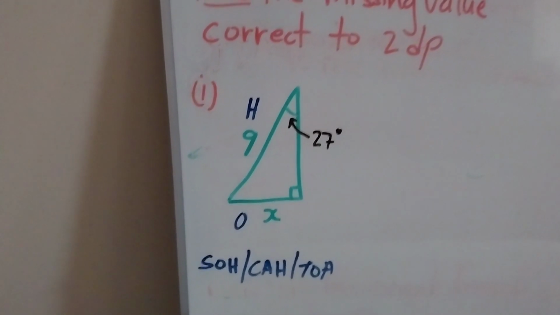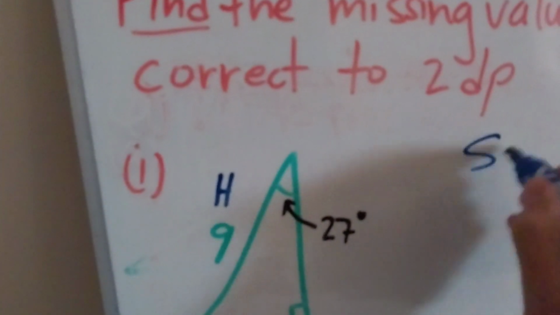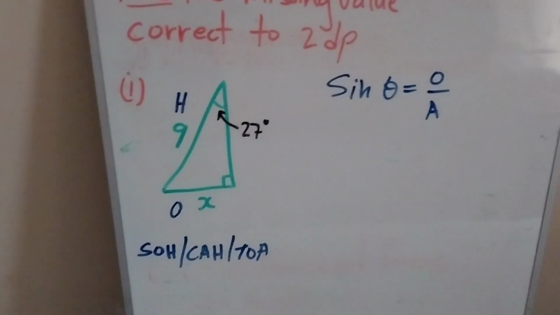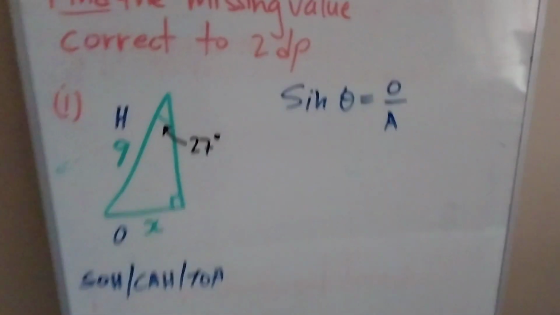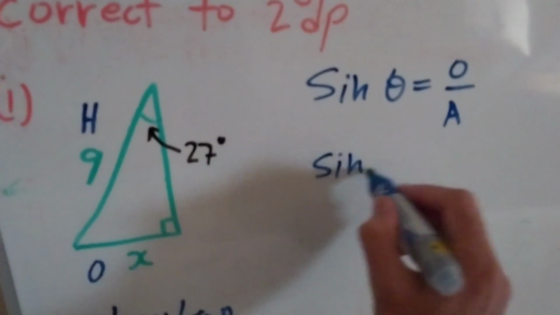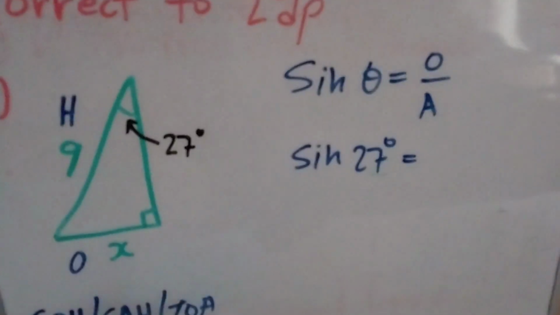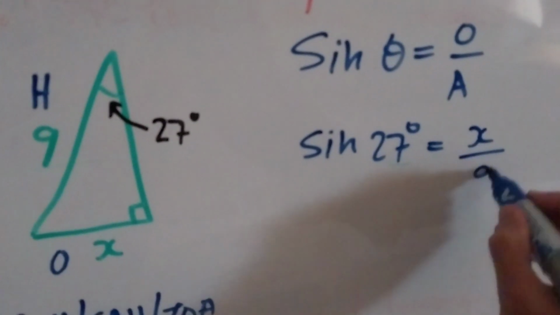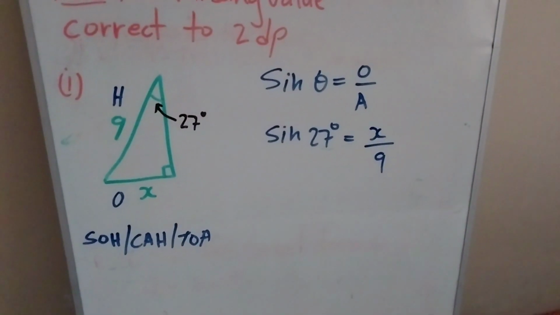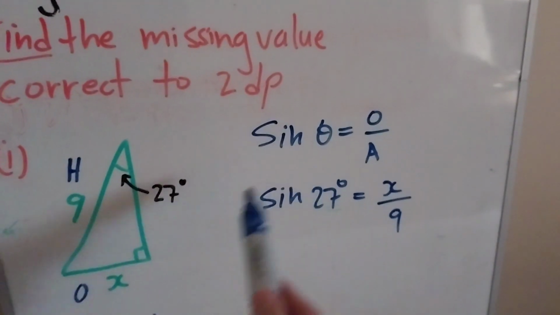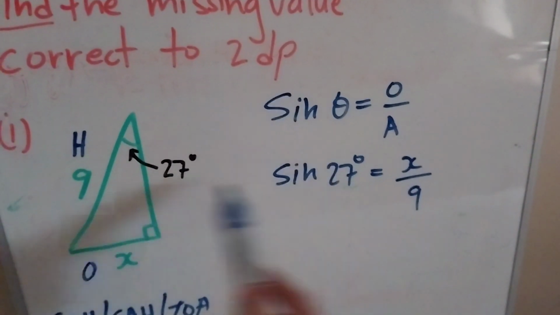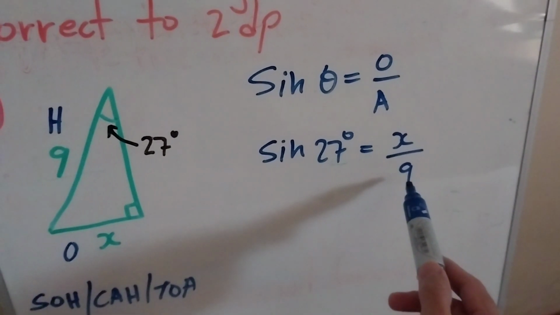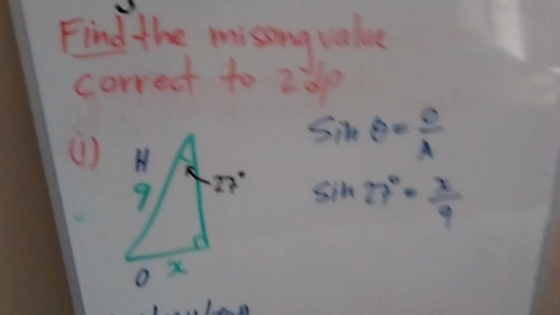The best ratio is the sine ratio. So sine of the angle theta will be equal to opposite over adjacent. So the angle here is 27 degrees. Sine of 27 degrees is equal to opposite, which is x, divided by hypotenuse, which is equal to 9. So in the second line, you start filling in the values. The first one is the formula, and then you fill in. Theta is 27, so fill in that. The hypotenuse is equal to, opposite over hypotenuse.